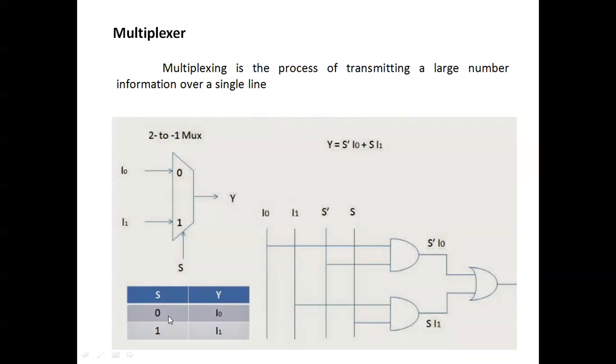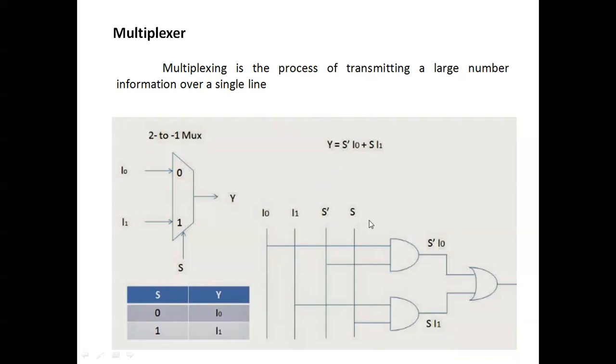0 and 1. So if it is 0, then the output is I0, and for 1 it is I1. So I0, I1, 0 and 1 are there. Based on the select line, it will select one of the inputs. So that is a mux. For example, if it is 0, the input I0 will come to Y. If it is 1, then I1 will come to the output. So based on the Boolean expression, it will be I0, I1 and S, S dash.